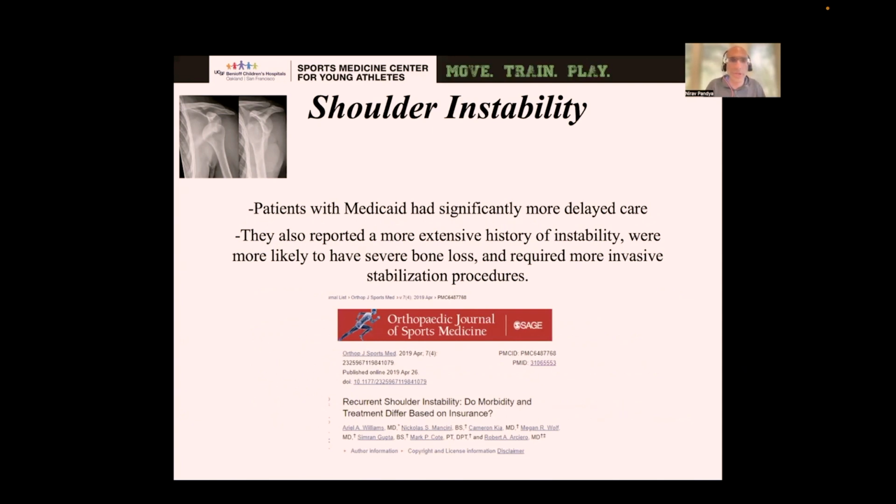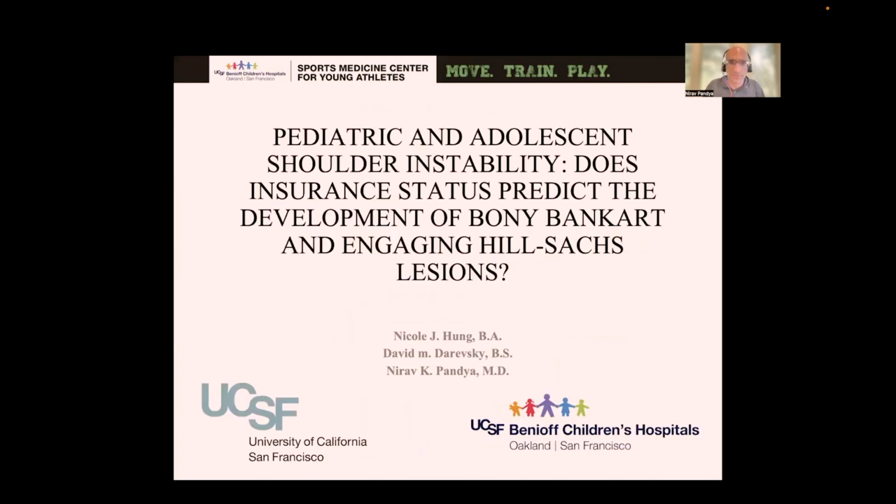This was a study looking at insurance from an adult standpoint. They found that patients with Medicaid had significantly more delayed care. They had more extensive history of instability, and as a result of this, how this impacts the exact surgery they were getting, they're more likely to have more severe bone loss and have more invasive stabilization procedures. So if you had public insurance, you dislocated 10 times, you couldn't get an arthroscopic Bankart repair, you're going to a bony stabilization procedure, which has a higher risk of complications.